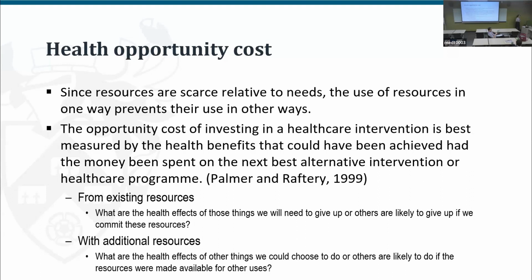So the key question that we need to ask if we're looking at funding something from within an existing budget for healthcare is, what are the health effects of the things that we would need to give up if we want to commit these resources to this healthcare intervention that we're interested in funding? If we're looking at additional resources, so funding something by expanding the budget for healthcare, the key question is, what are the health effects of the things that we could otherwise be funding that aren't currently being funded with the money required to fund the intervention that we're looking at funding?